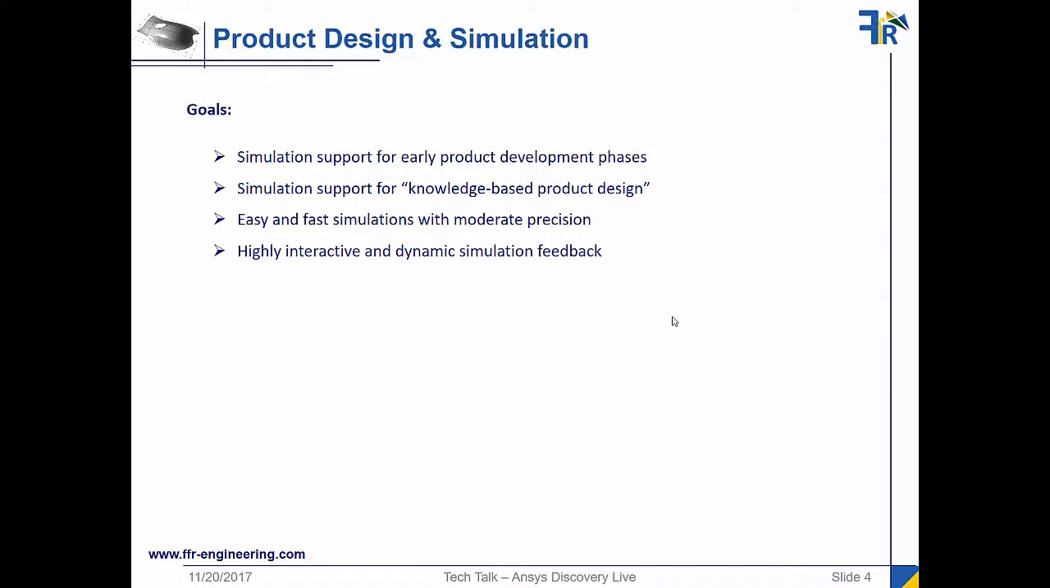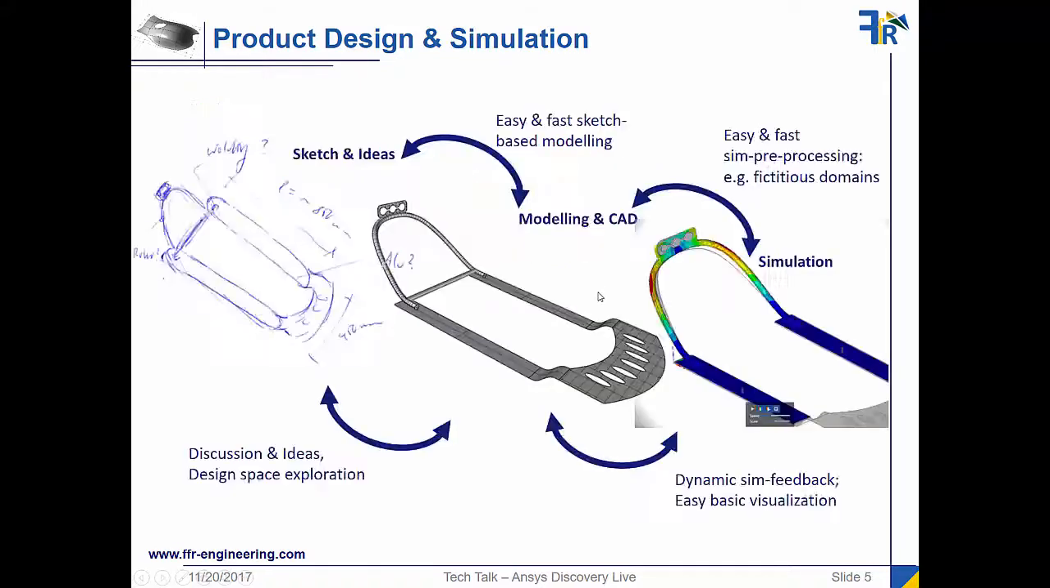So the goal is that you want to have simulation support in your early product development phases. In these early phases, you usually have a knowledge-based product design, and you don't have so much simulation support yet. This should change in the future, and if it should change, you need easy and fast simulation with only moderate precision. It's more important that it is highly interactive and gives dynamic feedback. So what do I mean?